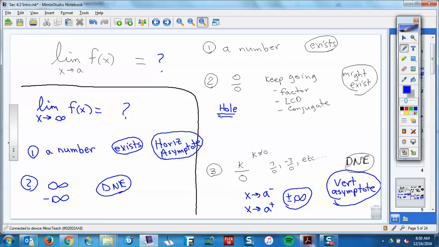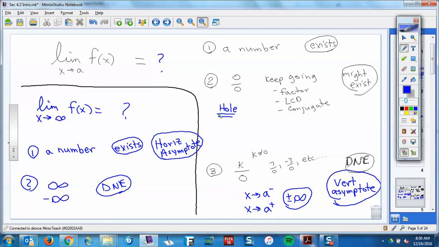So that's where we did our algebra, right? We did some factoring, we did a least common denominator, we did a conjugate, right? Now, you still could do those things. So in our next quiz, you might do those things. Least common denominator, conjugate, factor.